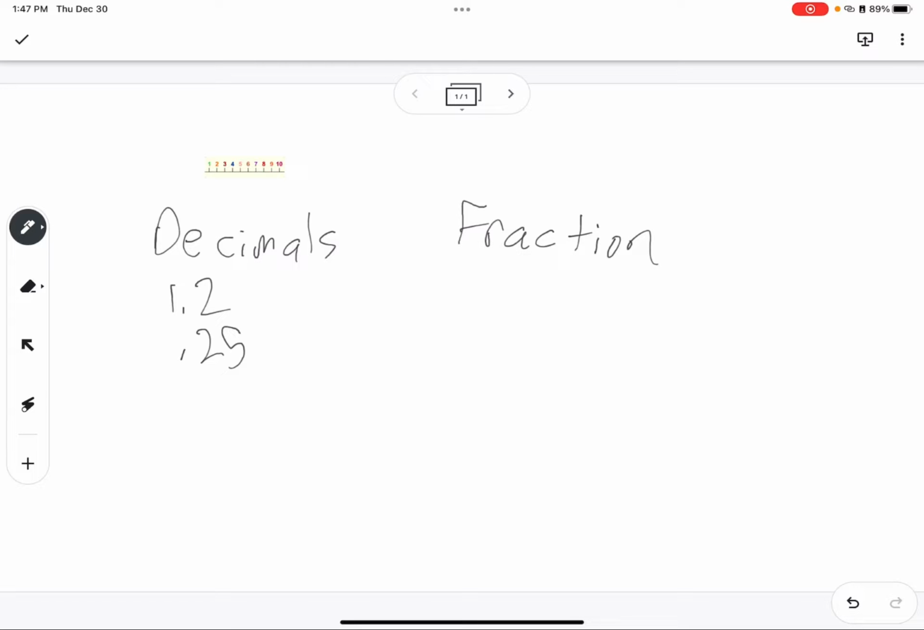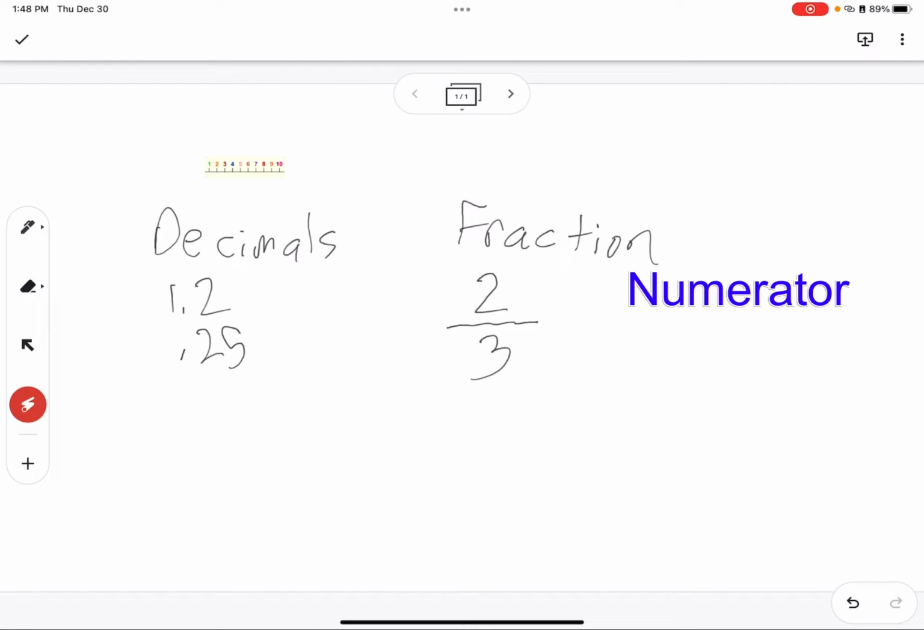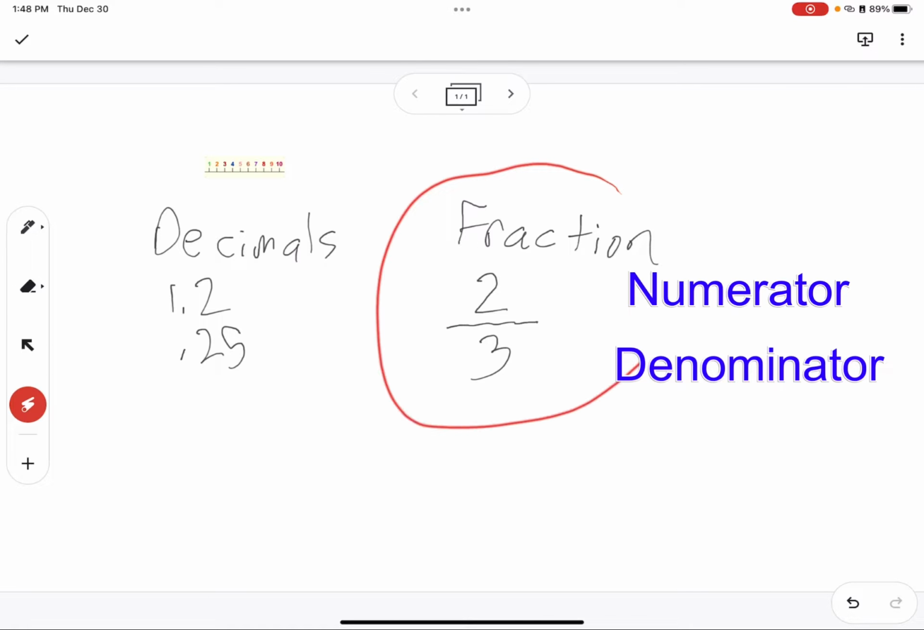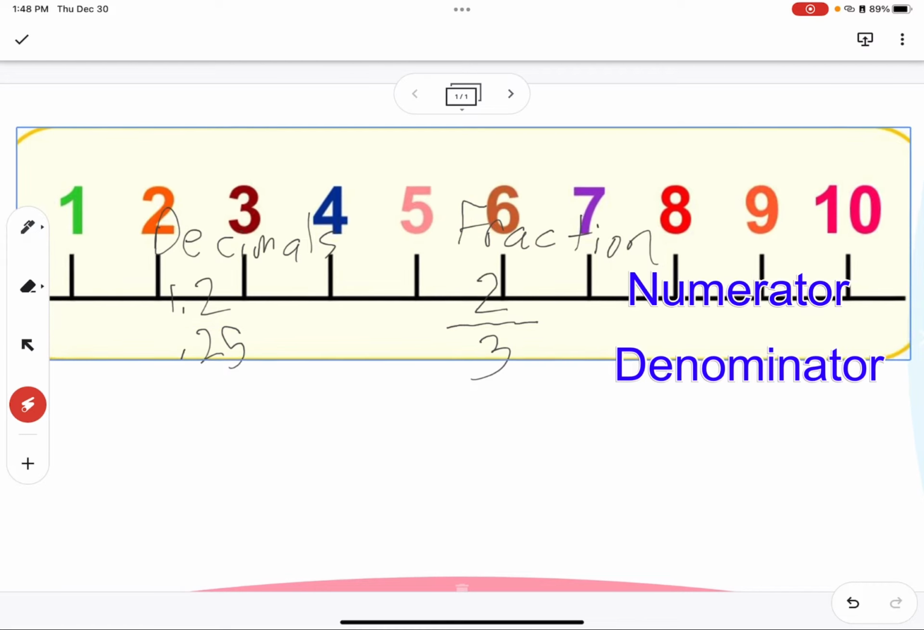So for a fraction, you've usually got a number on top, a line, and then a number on the bottom. The top number is called the numerator, and the one on the bottom is called the denominator. But before we get to that, I want you to understand what fractions are. When we have a proper fraction, the numerator is smaller than the denominator, the bottom number.